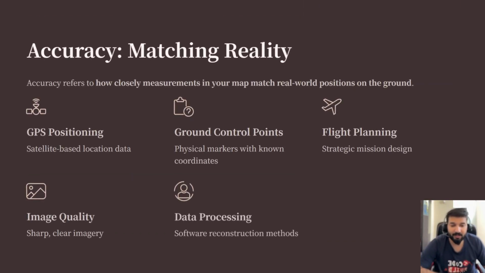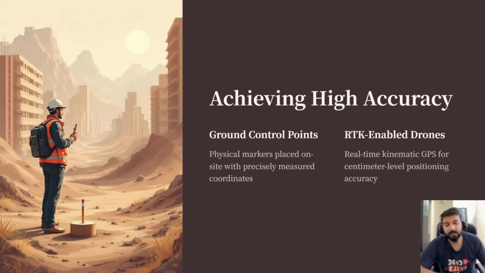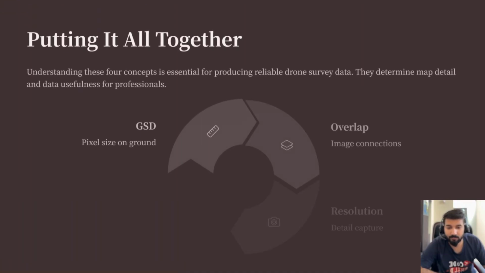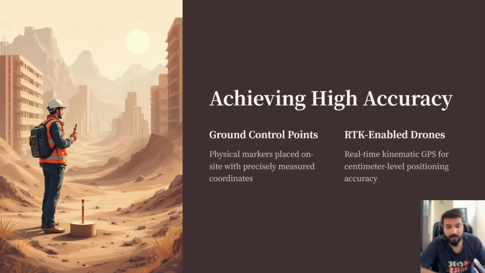Finally, let's discuss accuracy. Accuracy in drone surveying refers to how closely the measurements in your map match the real world positions on the ground. Accuracy depends on several elements, including GPS positioning, ground control points, flight planning, image quality, and data processing methods. Professional drone surveys often use ground control points or RTK enabled drones to achieve high levels of positional accuracy.